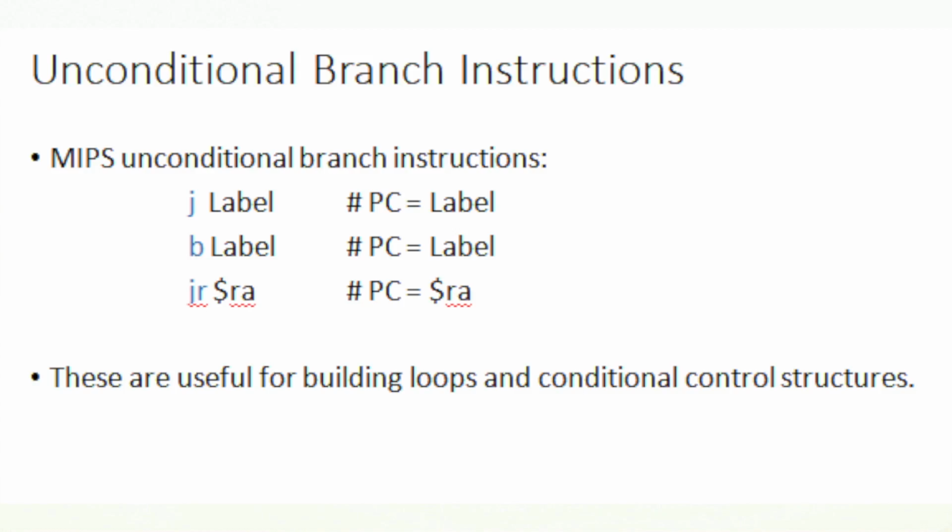It will jump to the given branch if two registers are greater or equal to each other. So let's come to unconditional branch instructions. MIPS unconditional branch instructions have J label, B label, and jr $RA. These are useful for building loops and conditional control structures.